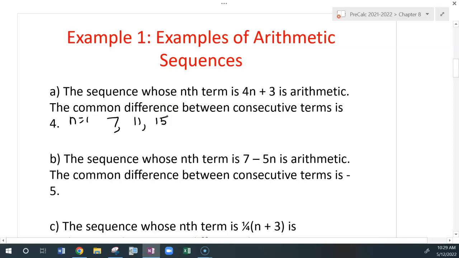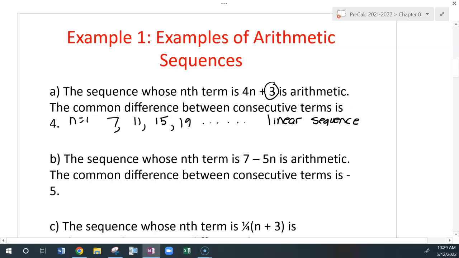And let's get another one. Let's do n equals 4. 4 times 4 is 16, plus 3 is 19. And this sequence would continue. So check this out. We have 7, 11, 15, 19. There's our common difference of 4. I also want to point out to you that it would be a linear sequence.